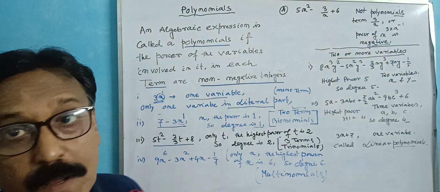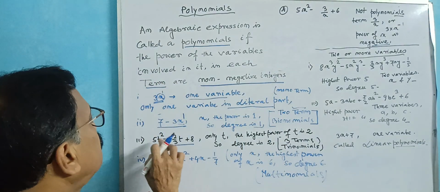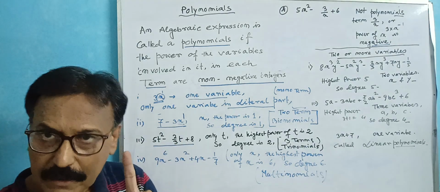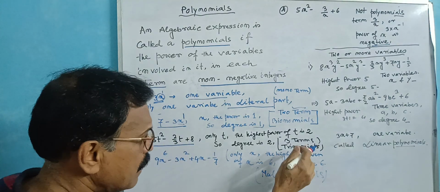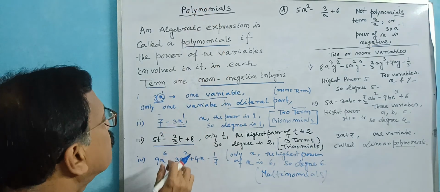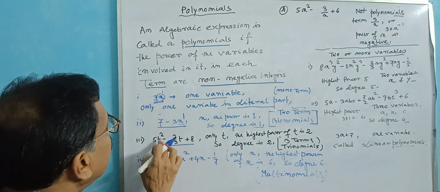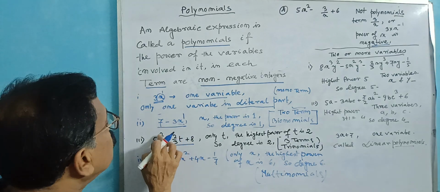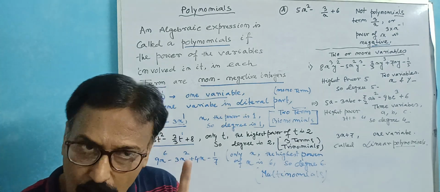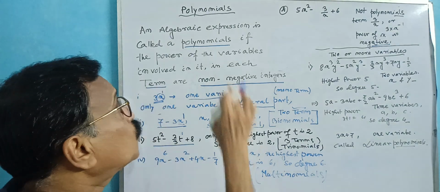Understand this well. Clear? So these are three terms: first term, second term, third term. Three terms mean trinomial, and it is a polynomial. In the polynomial the literal parts are t and t square. There is no negative power, so it is a polynomial.